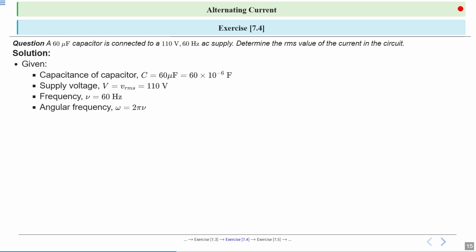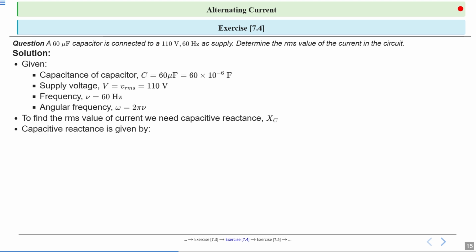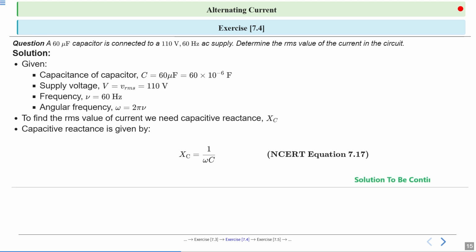Angular frequency omega is equal to 2 pi nu. And we know that to find the RMS current, we have to find the capacitive reactance first, that is Xc. Xc is 1 upon omega C, and omega is 2 pi nu. So capacitive reactance is given by Xc equal to 1 by omega C, according to NCERT equation 7.17. Omega will be 2 pi nu, so Xc will be equal to 1 by 2 pi nu C.